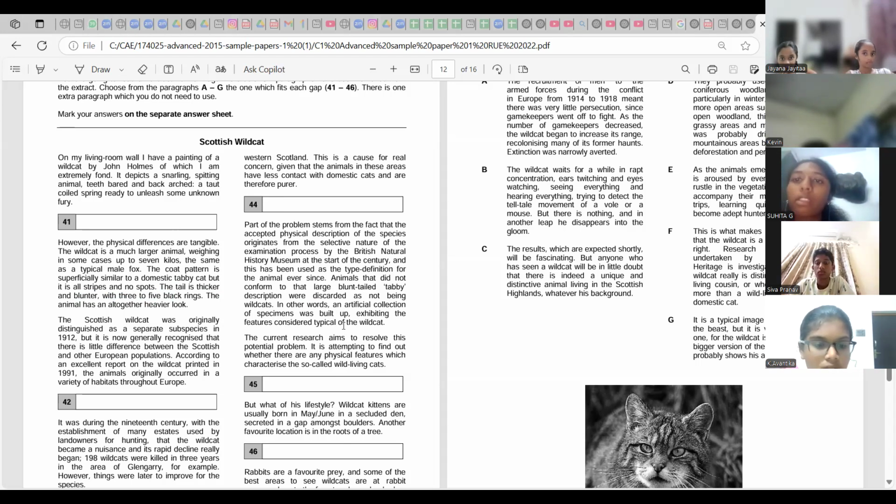So they have not done big research in the past. Simply they are saying they might not be wildcats. They are the same as the domestic cat.